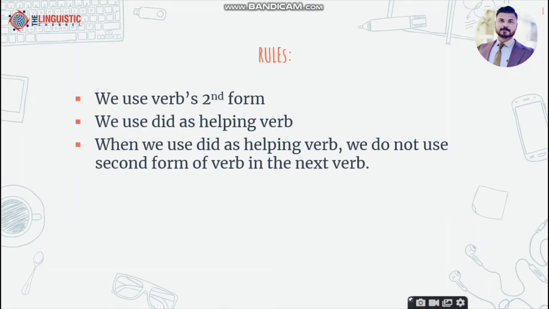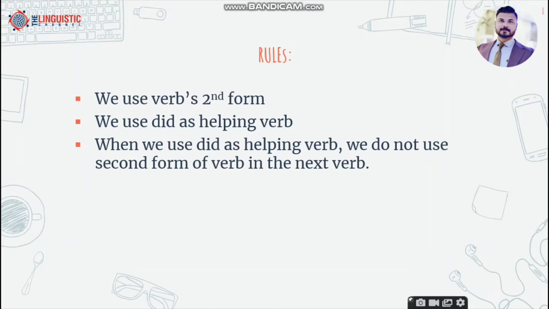Okay, so what is the form that we have in past simple tense? Yes, it is the past form, which is the second form of the verb, right? So we use the second form of the verb when we form an affirmative sentence of past simple tense. We use the second form of the verb, but when we use did in negative and interrogative, then we use the first form of the verb in the second verb.